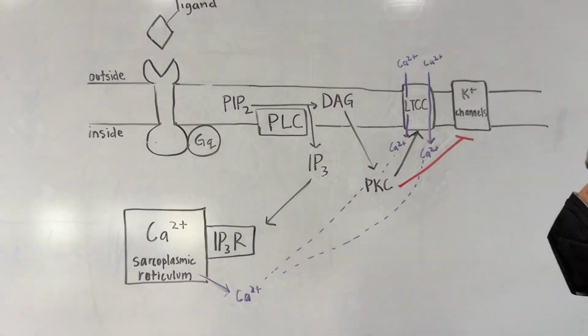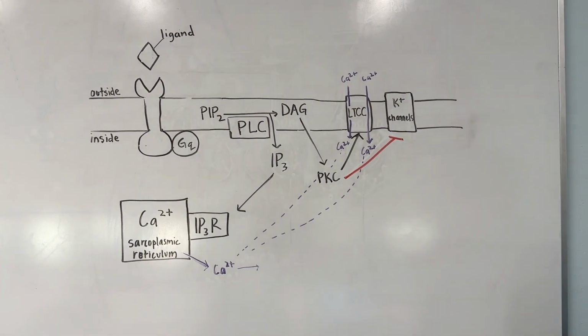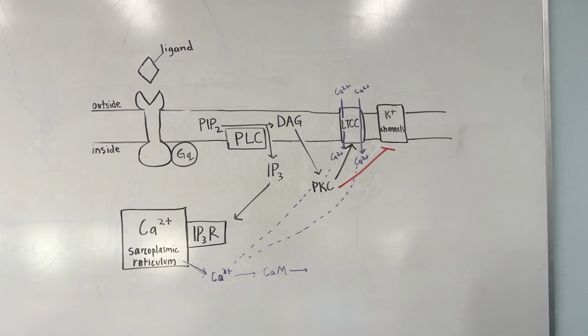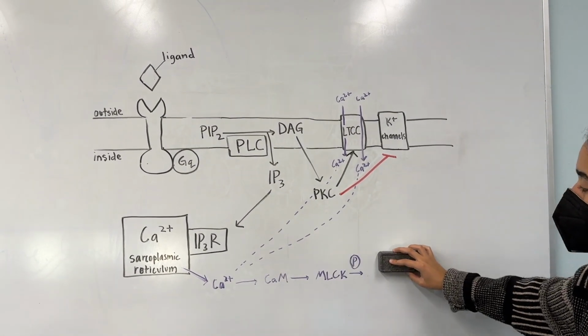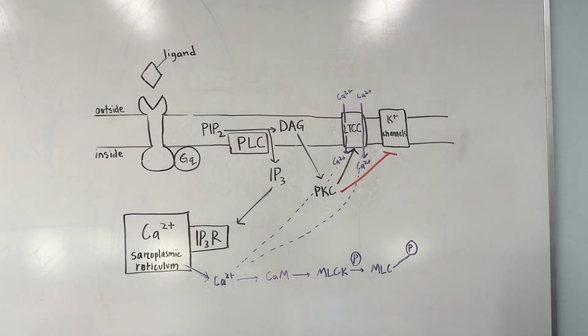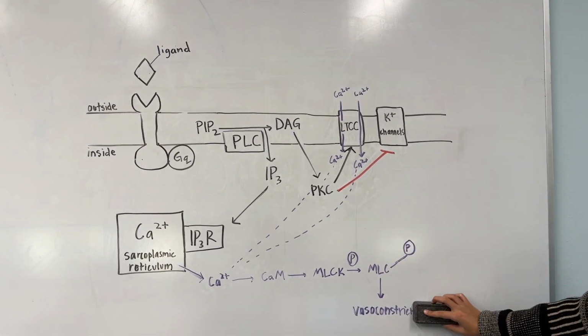Free-floating calcium ions activate calmodulin, which activates MLCK. MLCK phosphorylates myosin light chain and causes vasoconstriction.